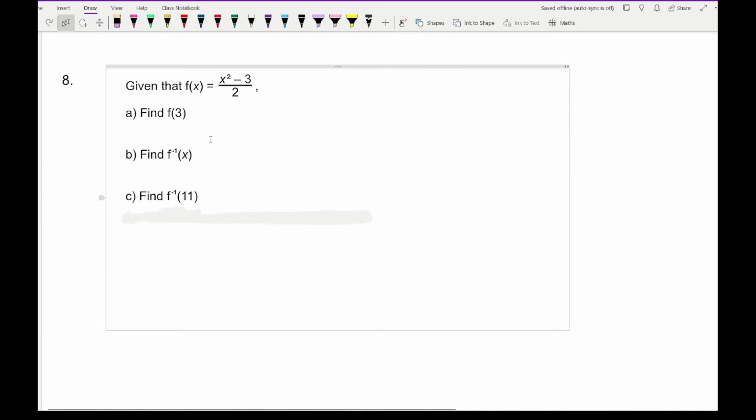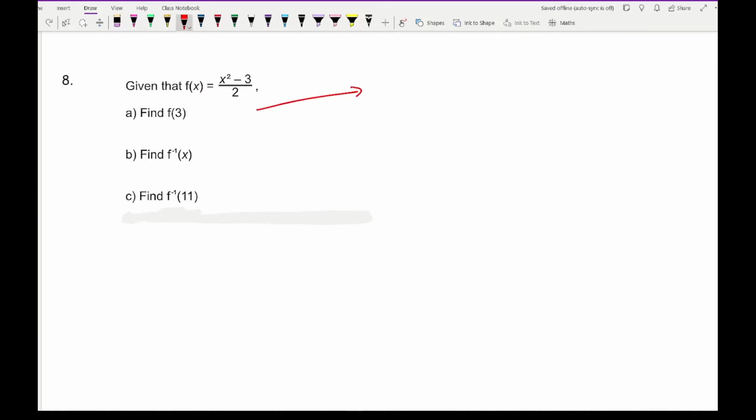Moving on to question 8. So again, working out f of 3. So do 3 squared minus 3 over 2, so that's 9 minus 3 divided by 2, so that's 6 over 2, which is 3. Then working out the inverse function, so y equals x squared.